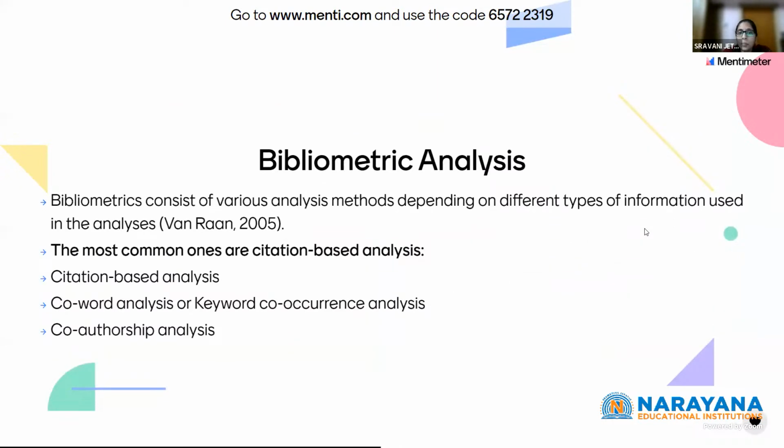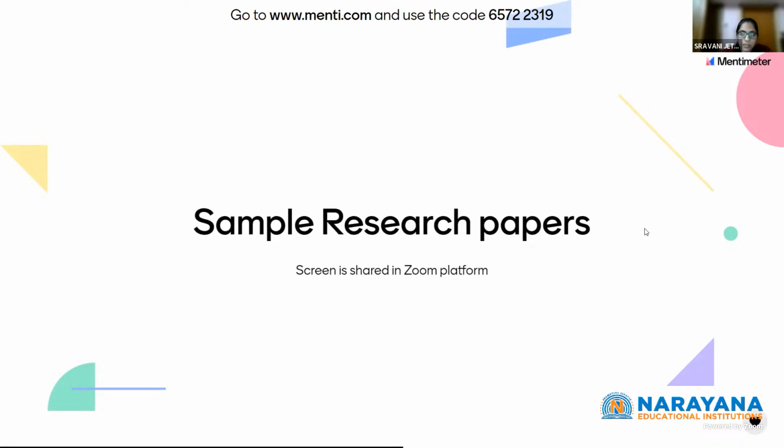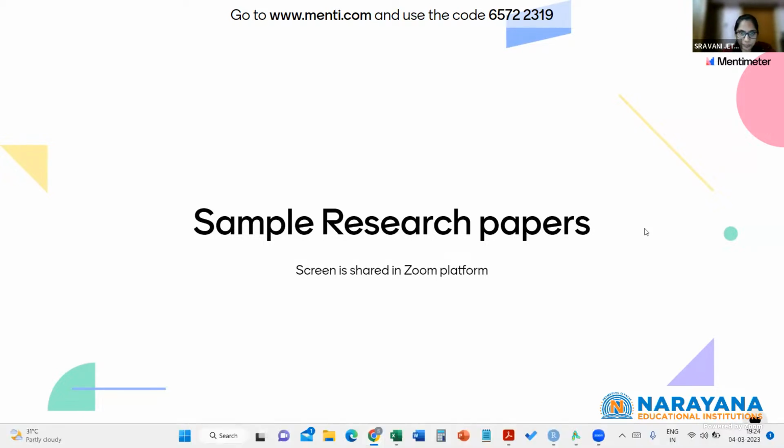The analysis methods we have in bibliometric analysis are citation-based analysis, keyword-based analysis, and author-based analysis. I will be discussing this more while showing you the software. I will also be showing two sample research papers, and how they have done the bibliometric analysis in these particular papers.